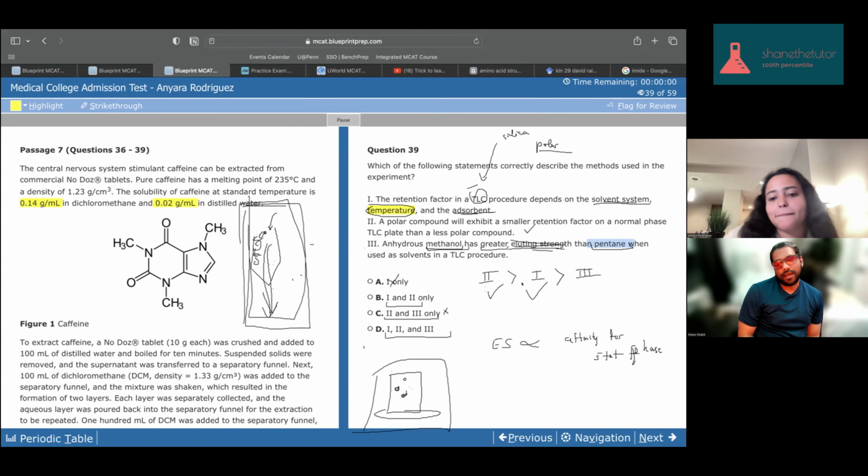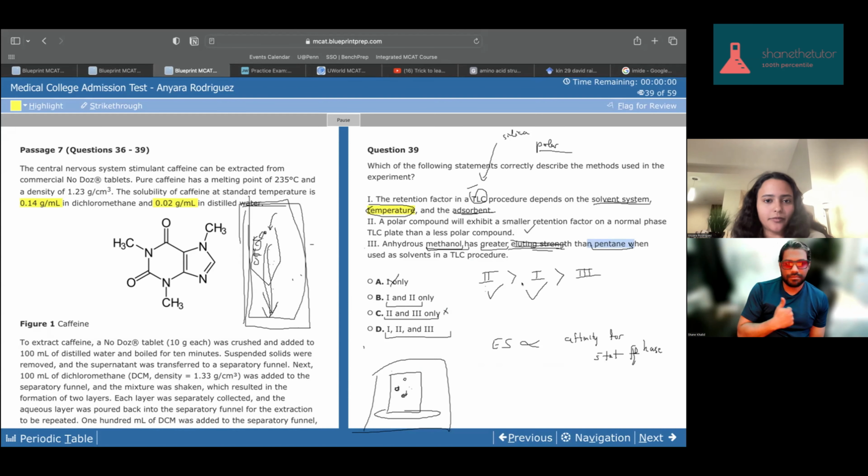Yeah. So going about it, you want to process the Roman numerals, make some greater than hierarchy, start with what you know for a fact, eliminate the choices that don't include that, and then think about what's left. So we answered our question that temperature must play a role without needing to know it, just from process of elimination.